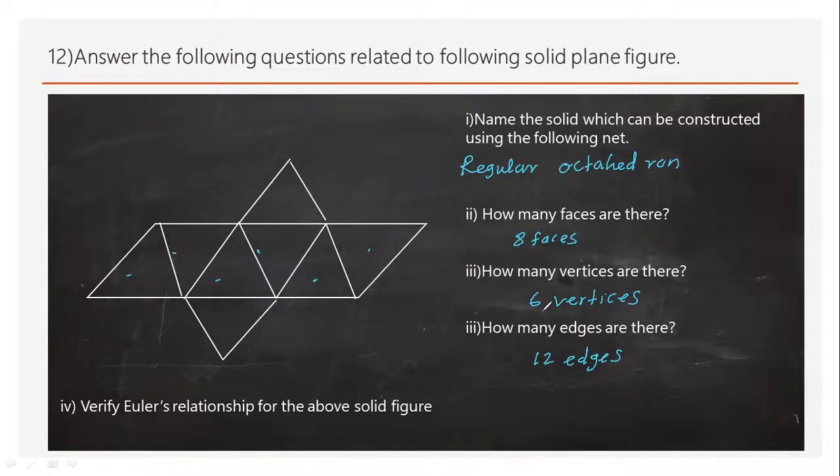Verify Euler's relationship for the above solid figure. What is Euler's relationship? Vertices plus faces equals edges plus 2. How many vertices? 6 vertices. Faces, 8 faces. Edges, 12 plus 2. Look here, this side 14, this side 14. Yes, Euler's relationship is true for this, right?